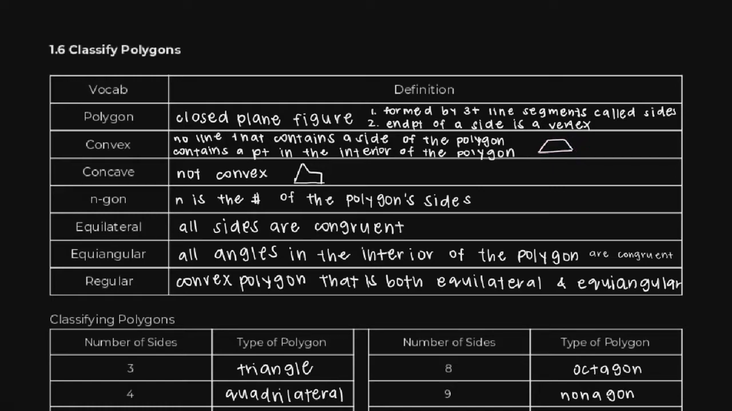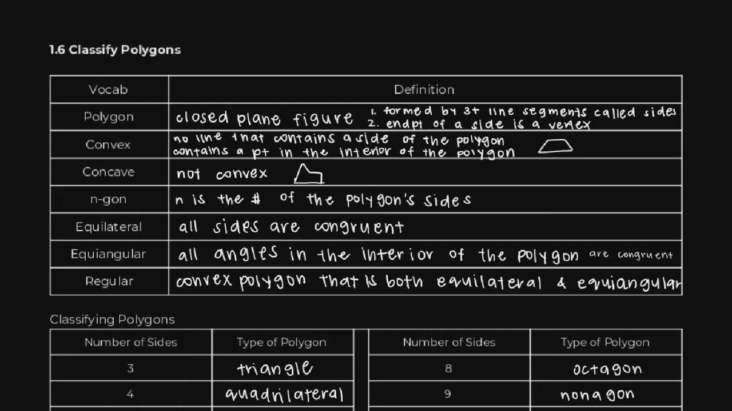Next we have concave, which basically just means not convex. But if we look at this line here, if we extend this one, it will hit the interior of the polygon. So that's why it's concave instead of convex.